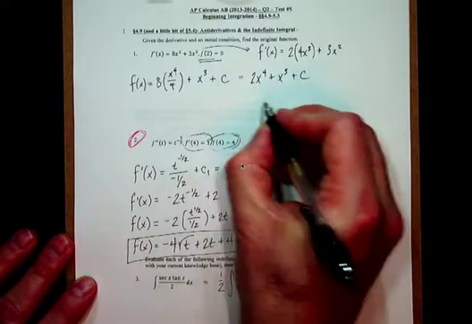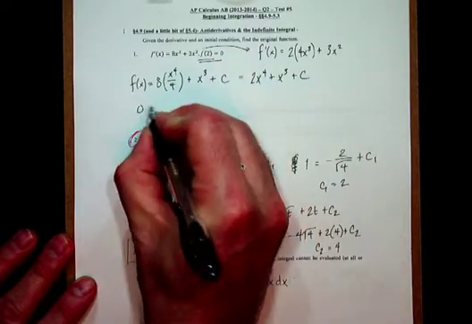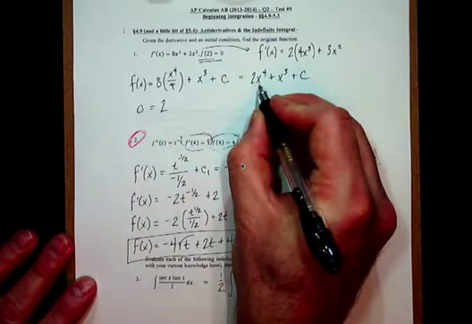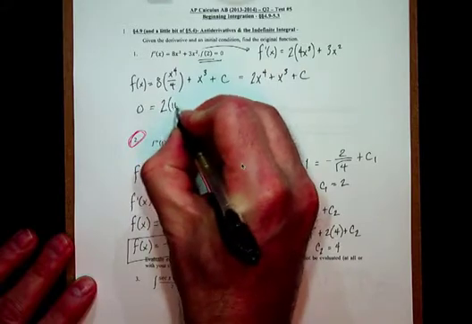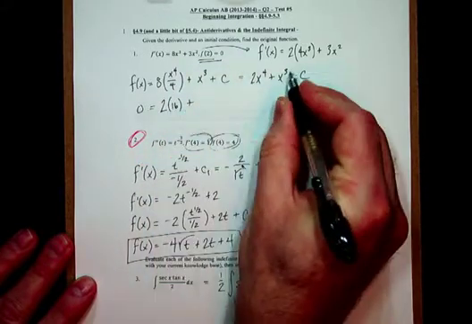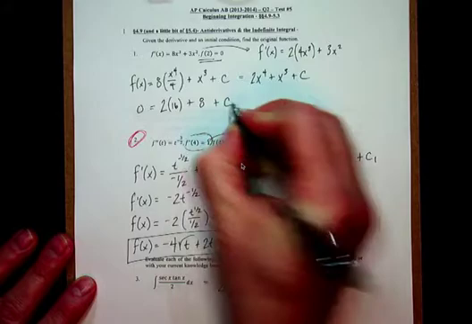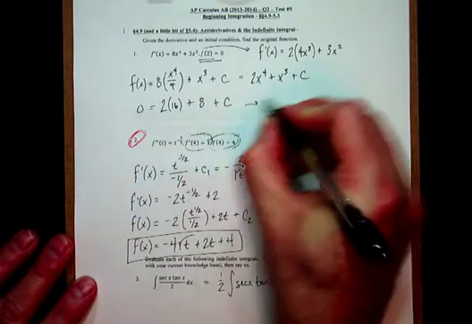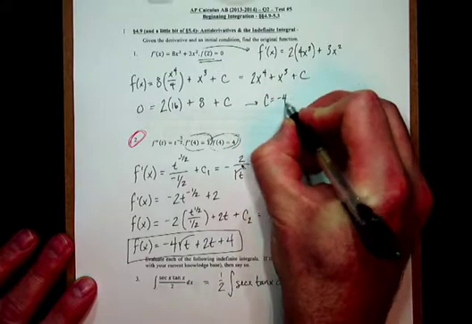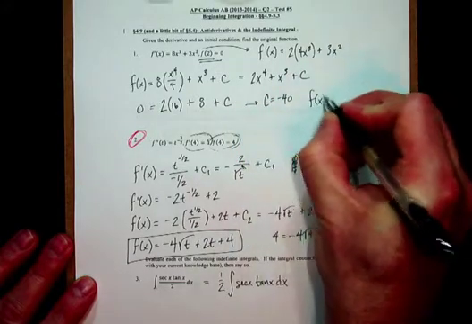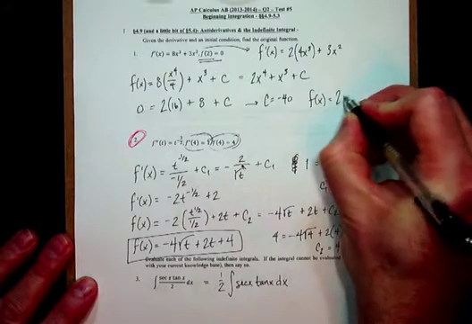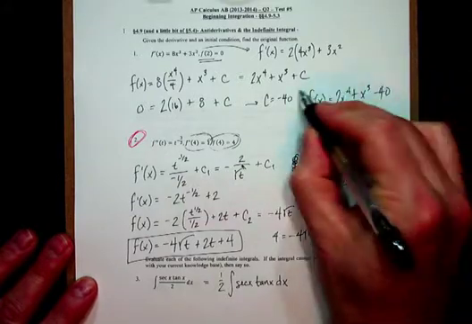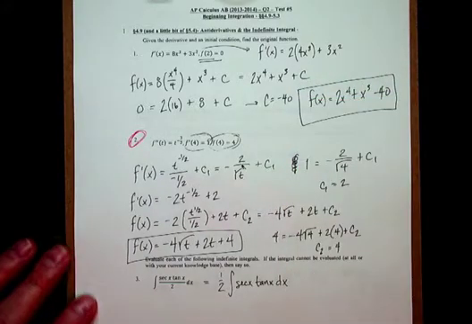So if I plug in 2, I'm going to get 0 as an output. And I get 2 times 2 to the 4th, that's 16, plus 2 to the 3rd, that's 8, plus c. Now that would be 32 plus 8 is 40, so c is going to be equal to negative 40, and therefore f of x should be 2x to the 4th plus x cubed minus 40. And that should be our answer.